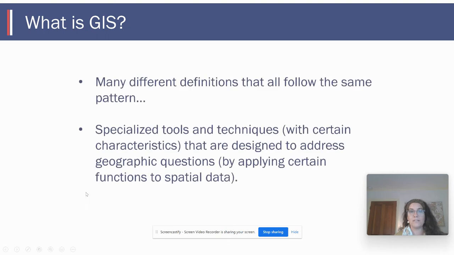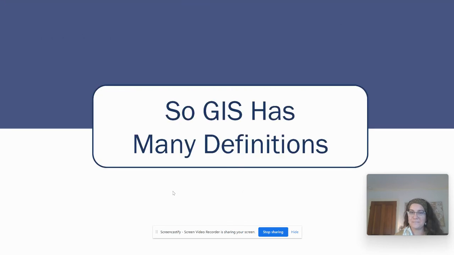So now, what is GIS? Many different definitions, but all follow the same pattern. They're specialized tools and techniques with certain characteristics that are designed to address geographic questions. But geographic questions, really, what are they? You're just wanting to know what is happening in a certain space. What space is that? You get to define that. So GIS has many definitions.